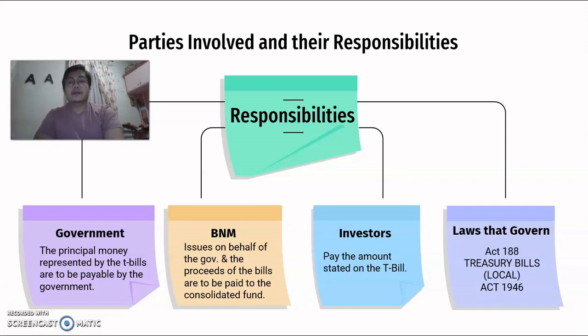Let us continue on the topic of T-bills. I'll be presenting on the parties involved, their responsibilities, and also their rights. The parties involved in T-bills are the government, Bank Negara Malaysia, and the investors. The government's responsibility is that the principal money represented by the T-bills is to be payable by the government. As for Bank Negara Malaysia, they issue the T-bills on behalf of the government, and the proceeds of the T-bills are to be paid to the Consolidated Fund. As for the investors, their responsibility is to pay the amount stated on the T-bill. And just for quick information, the law that governs Treasury bills is Act 188, Treasury Bills (Local) Act 1946.